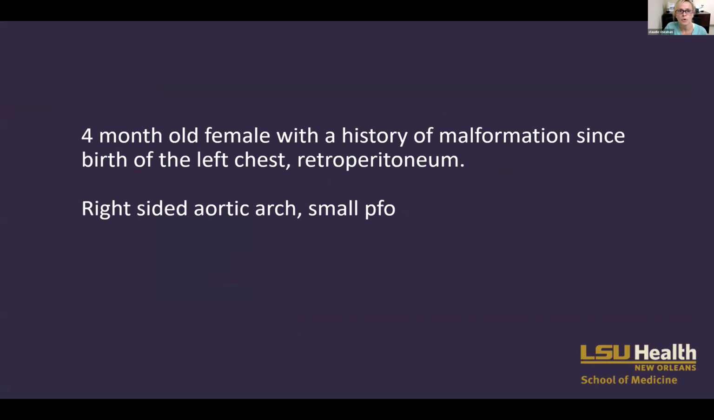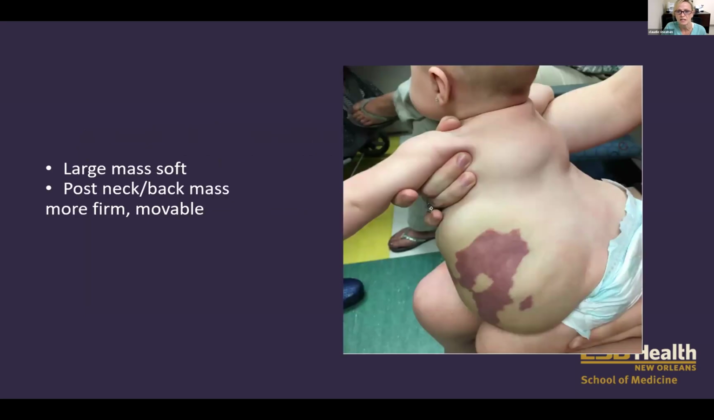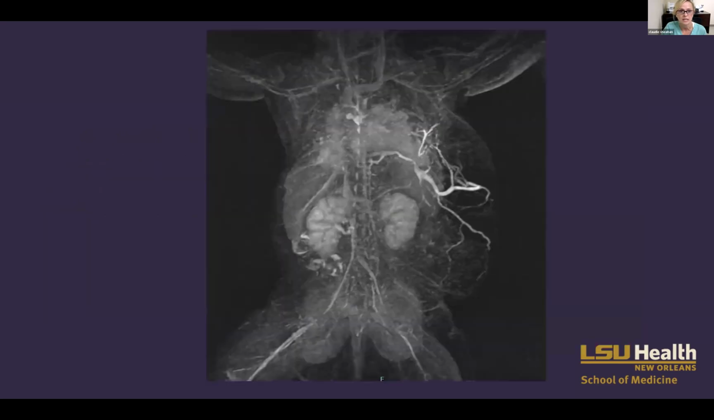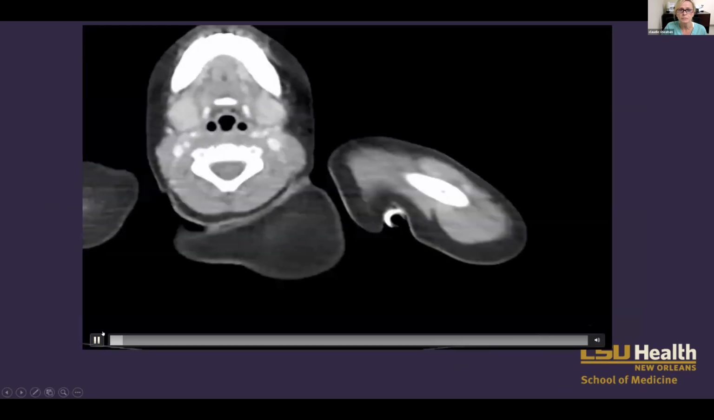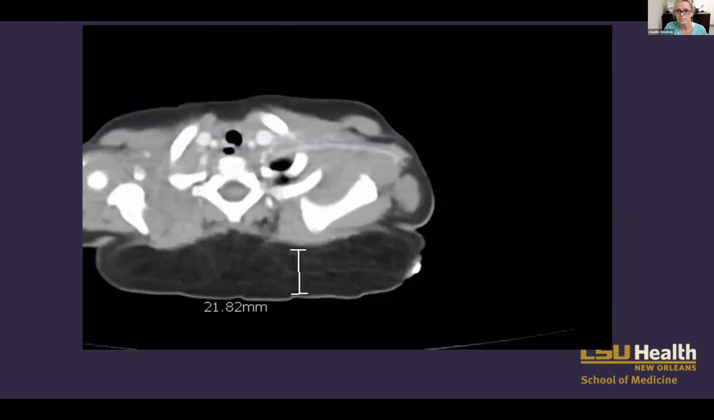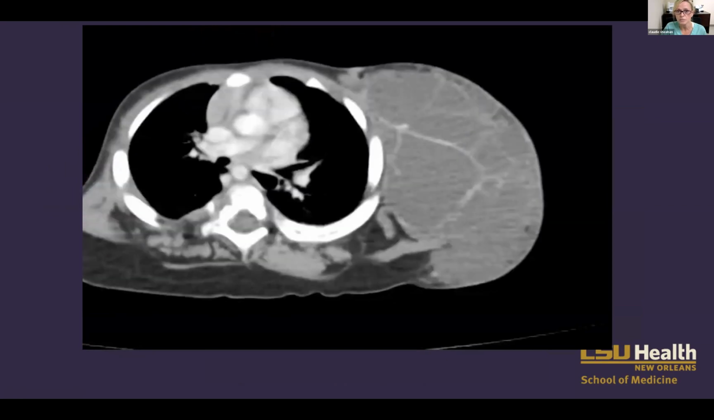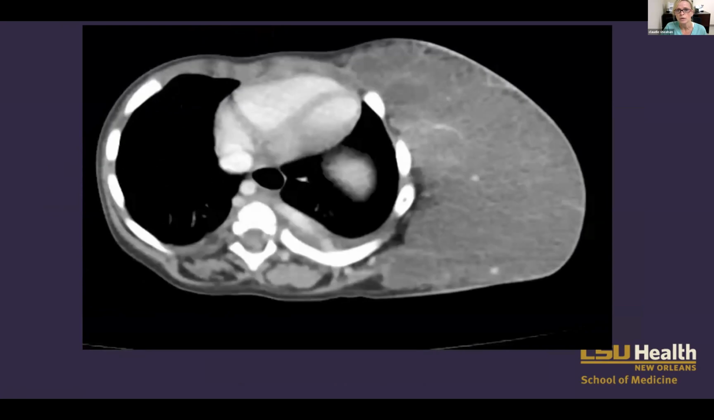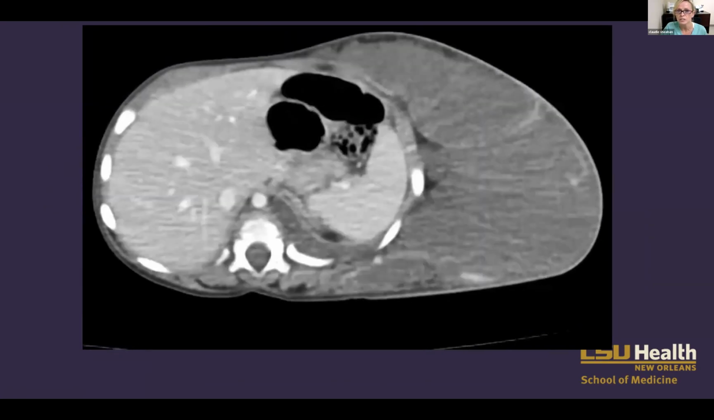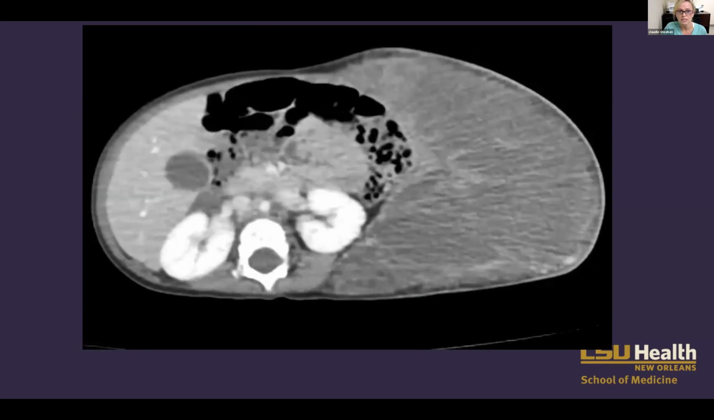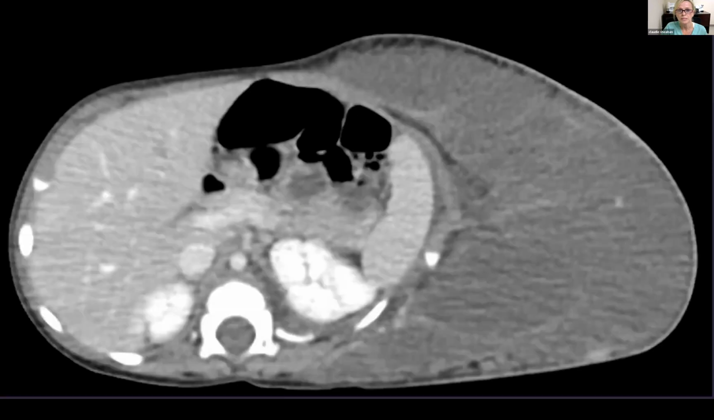So our case today is a 4-month-old female with a history of a malformation since birth involving her left chest and retroperitoneum. It was very large. You can see here on exam a large soft mass. She has a secondary mass at the upper back posterior neck area that is more firm and movable and different in consistency. So we ordered an MRI and a CT scan. This MRI illustrates very nicely the relative size of the mass and the large draining veins. And the CAT scan demonstrates a very large macrocystic lesion and microcystic lesion, no arterial component. You can see a lot of venous component to this. So we would classify this as a low flow lymphovenous malformation. You can see the enormous size of the lesion for this 4-month-old baby. And looking at this lesion, you can see that it's approximately almost the size of her entire body.